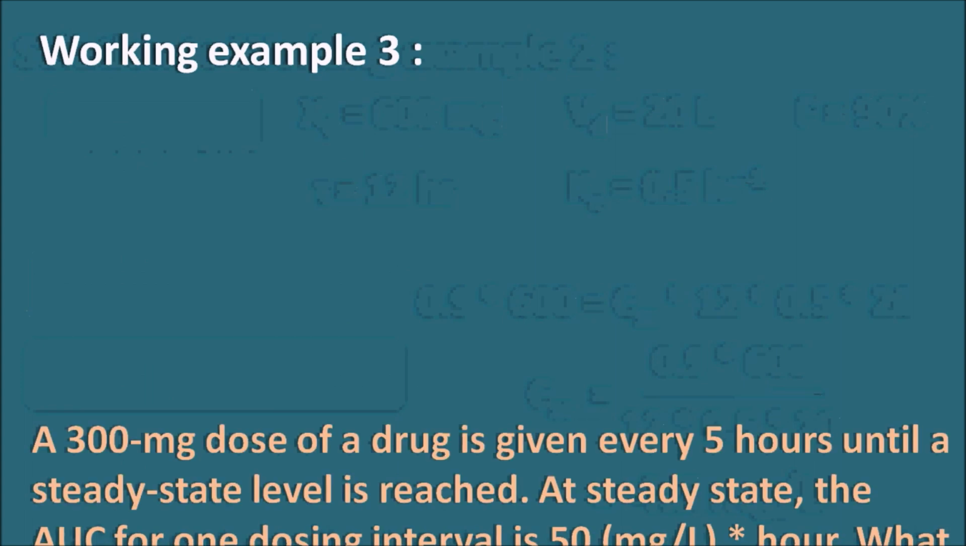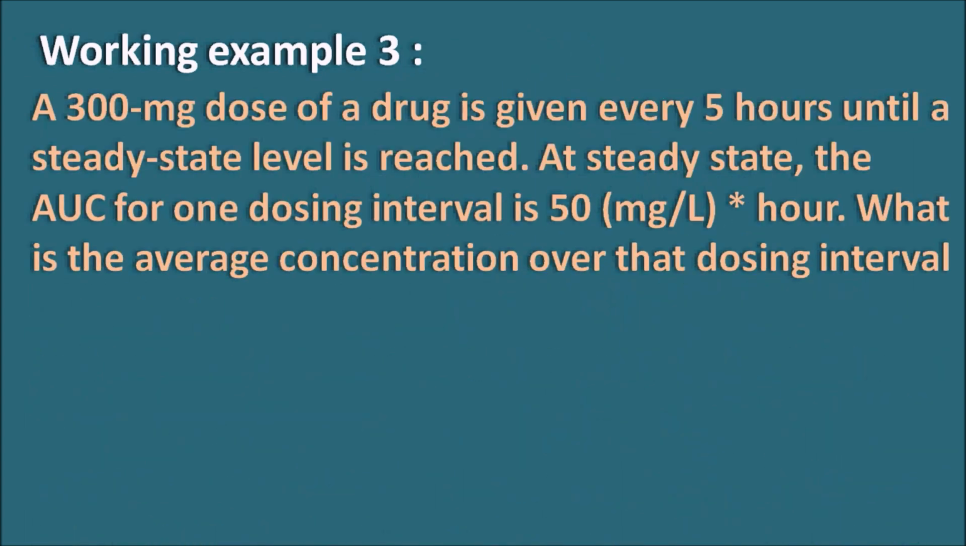Let us go with another example. A 300 mg of the dose of a drug is given every 5 hours until a steady state level is achieved. At steady state, the AUC for one dosing interval is 50 mg per liter into hour. So what is the average concentration over the dosing interval?